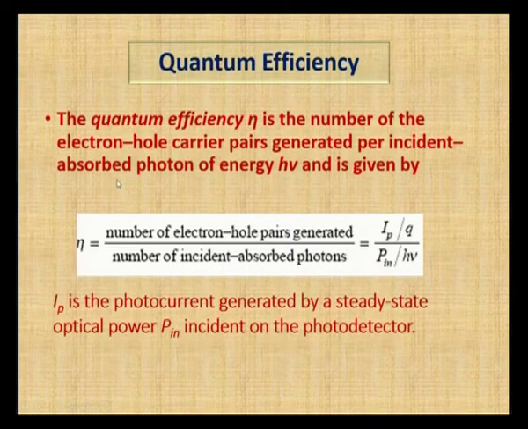Next, the quantum efficiency eta is the number of electron-hole carrier pairs generated per incident absorbed photon of energy h nu. The quantum efficiency is given by the number of electron-hole pairs generated divided by the number of incident absorbed photons, that is equal to Ip divided by q, whole divided by P in divided by h nu, where Ip is called the photocurrent, generated by a steady state optical power P in incident on the photodetector.